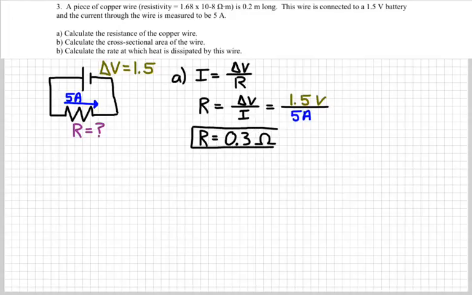Which doesn't sound like a very large resistance, but it's a pretty big resistance for a piece of copper. Copper is a very good conductor, and so this is a relatively high resistance for something made out of copper. So the second question asks us to calculate the cross-sectional area of the wire. So basically we want to know how wide it is.